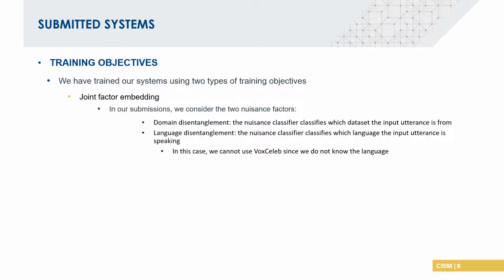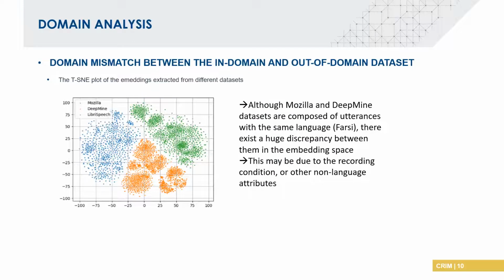In our submissions, we have performed two types of JFE disentanglement. The first one is to disentangle the dataset dependent information, while the second one is to disentangle the language information. In our initial experiment, we extracted a set of embedding vectors using an embedding network trained using only the VoxCeleb dataset. As shown in the t-SNE plot, it can be seen that there exists a huge discrepancy between the dataset and the embedding space.